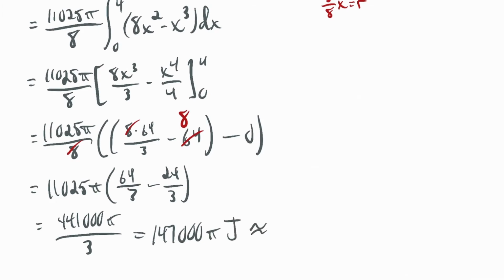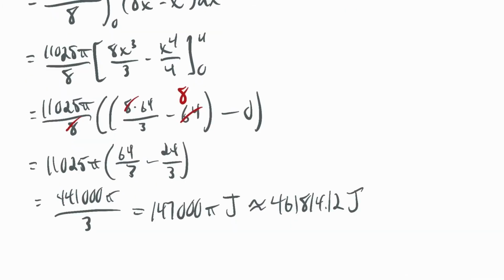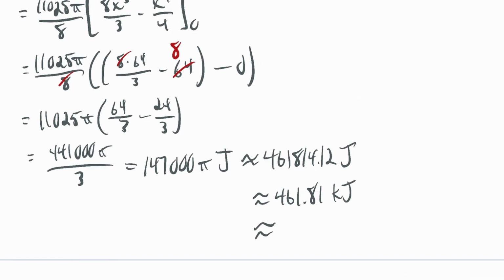And usually we'll want a decimal approximation for application problems. So I get about 461,814.12 joules. And if we want, we can write that as approximately 461.81 kilojoules. Or if you'd really like to, you could say that's about 0.461 megajoules. If you wanted to do that, you could.